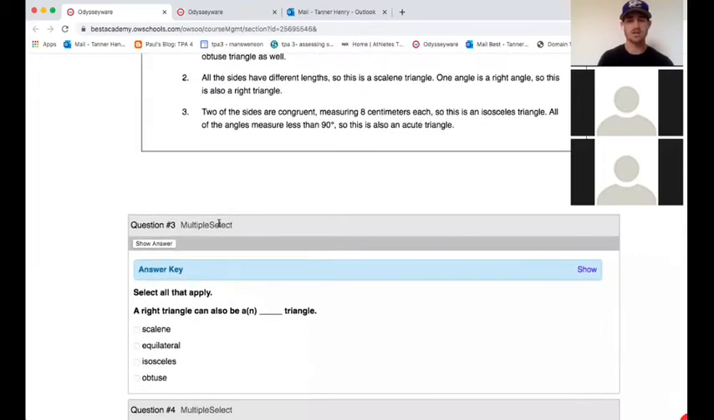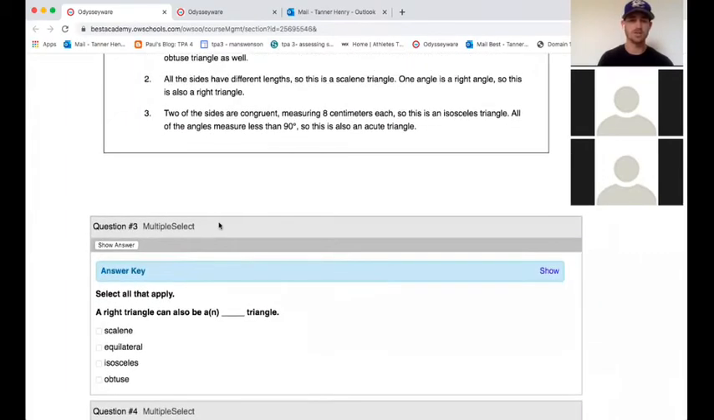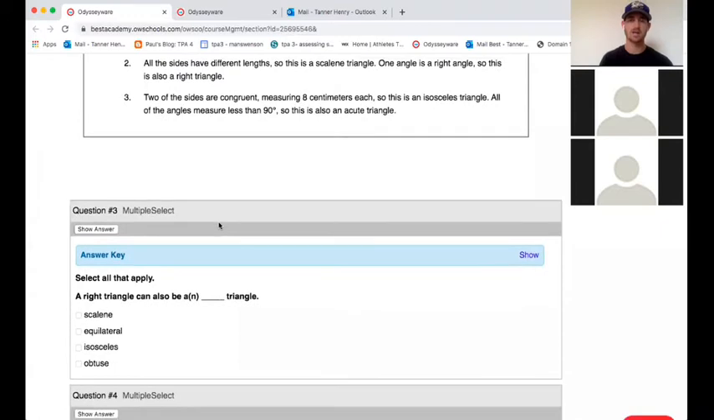A little, I shouldn't say confusing, but a little wordy sometimes. So we'll just go through it. Langston, you start with this one. So it says, select all that apply. A right triangle can also be a blank triangle. What do you think?